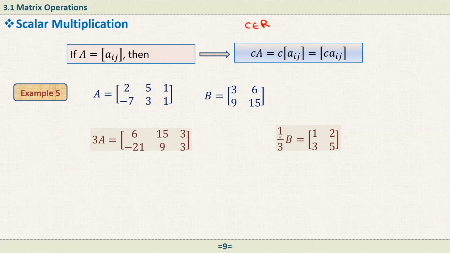In the same way, how about if we need to multiply matrix B by 1 over 3? We should multiply each entry by 1 over 3. 1 over 3 times 3 is 1. 1 over 3 times 6 is 2. 1 over 3 times 9 is 3. 1 over 3 times 15 is 5. Right? This is how we multiply a matrix by a scalar.